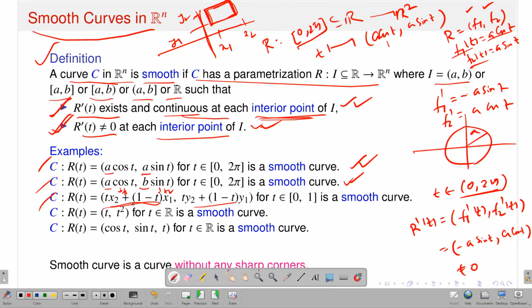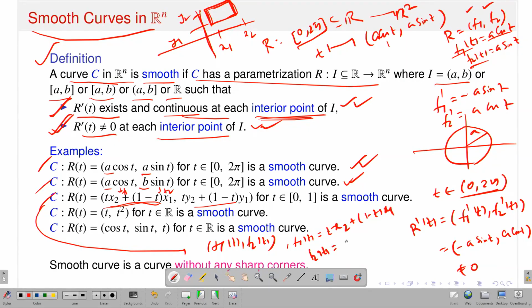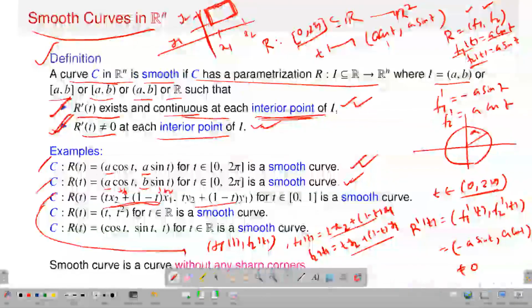Why? Because what about the first component? In this example, if I write it as f1 t comma f2 t, where f1 t is the line segment joining x1 to x2, t x2 plus 1 minus t times x1, and f2 t is the line segment joining y1 to y2, that is t y2 plus 1 minus t y1. The first observation is that this is a polynomial in t, and this is a polynomial in t. Therefore, f1 and f2 are both continuous functions. Also, they are differentiable functions.